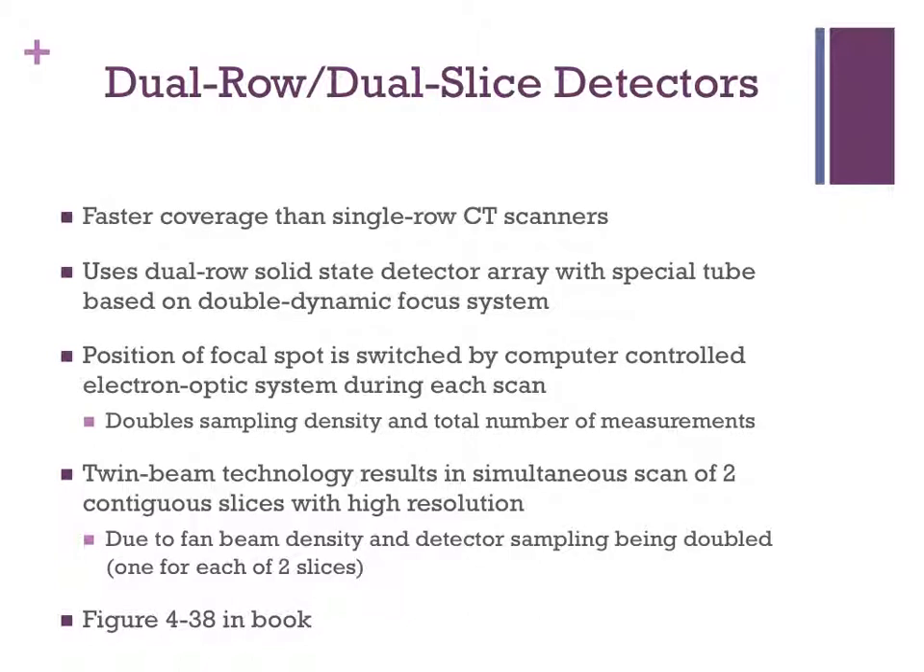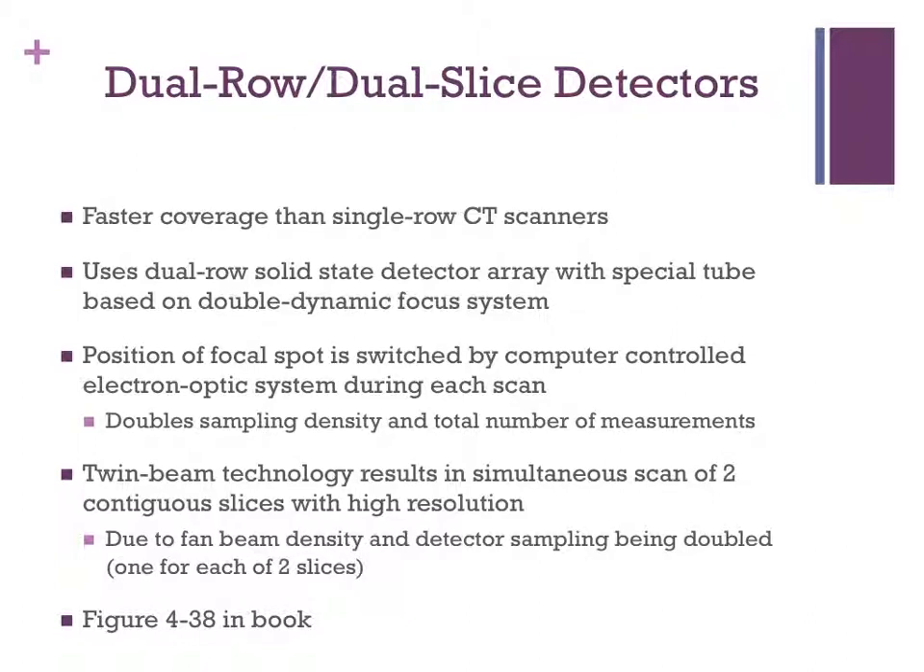One major problem with single-slice, single-row detectors is the length of time it takes to acquire all the data in an exam. The dual-slice, dual-row detector system was developed to increase the volume coverage speed, which also decreases the time necessary for data collection. CT scanners now use multi-row detectors to image multi-slices during a 360-degree rotation. Dual-row, dual-slice detectors were first introduced in 1992. They result in faster coverage than the single-row CT systems.